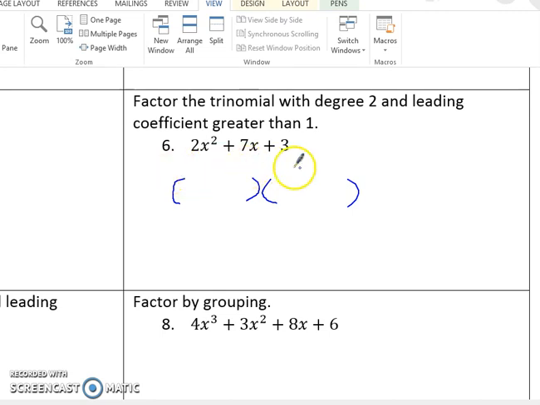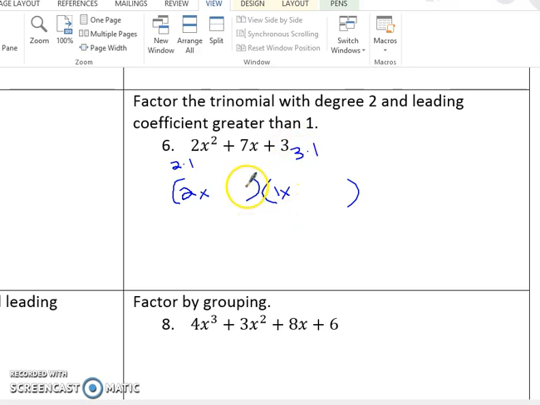Okay, so we have to identify what to put in the front spot and the back spot. So we have, what two things will multiply to 2x squared? The 2x and the 1x. Now I have to figure out the 3 and the 1 over here on the right.